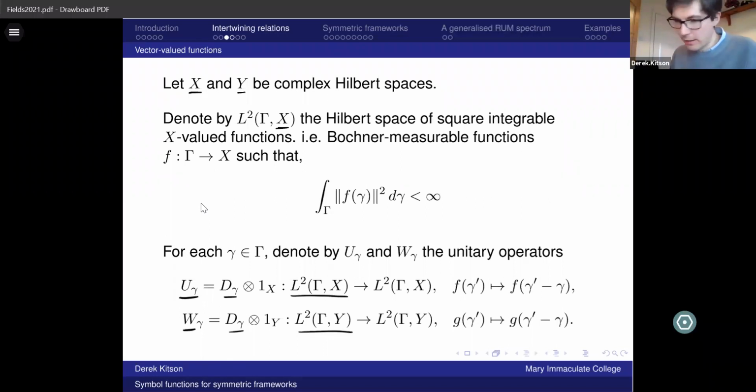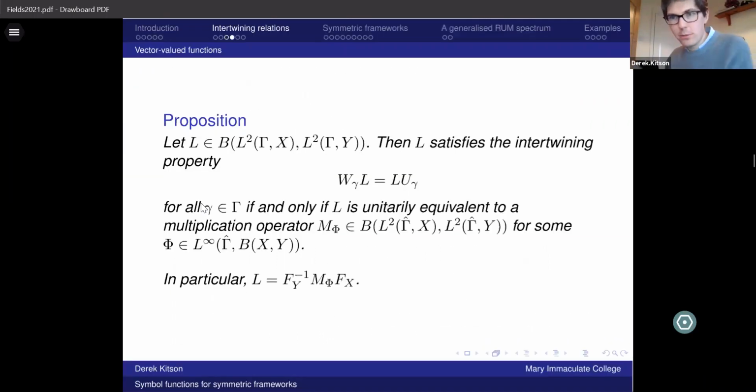So we do that, we make things vector valued, and with a bit of work, we get a corresponding theorem here, a vector valued theorem. Again, what we're saying is that we have intertwining relations if and only if we have a unitary equivalence with a multiplication operator. The symbol in this context is a little bit more complicated than that. It's not a scalar valued function. It takes values that are linear maps, or bounded operators, from X to Y. Okay, so for each element of the dual group, phi of that element is an operator from X to Y.